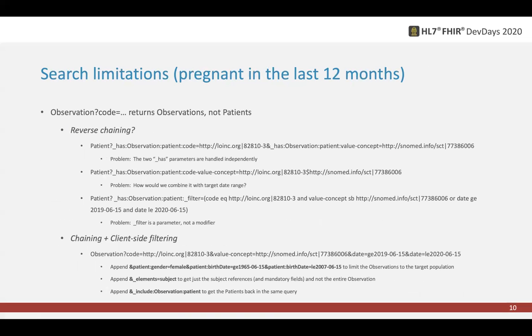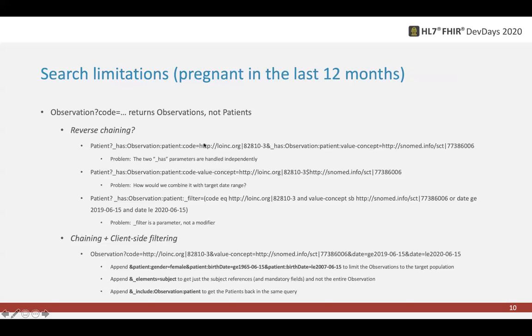So we have these 4 searches, but now we need to combine them to get the cohort that we're looking for. And we have some limitations in the FHIR search specification that can make this a little bit tricky, even for this simple example. Observation returns observations and not patients. So we could use reverse chaining.